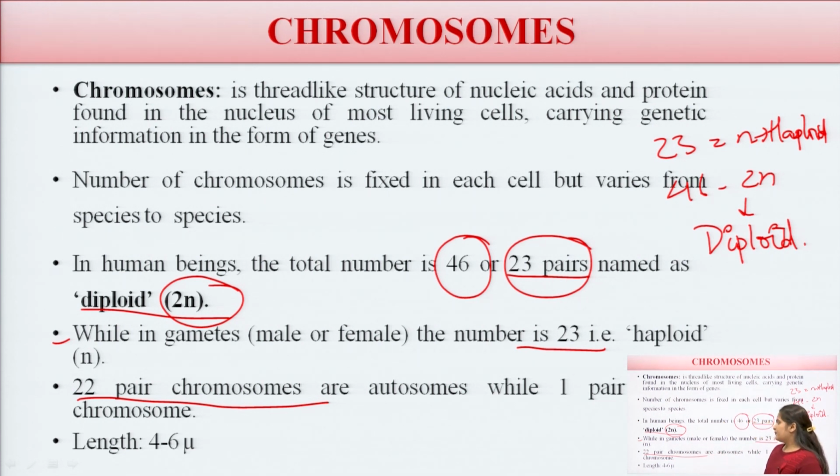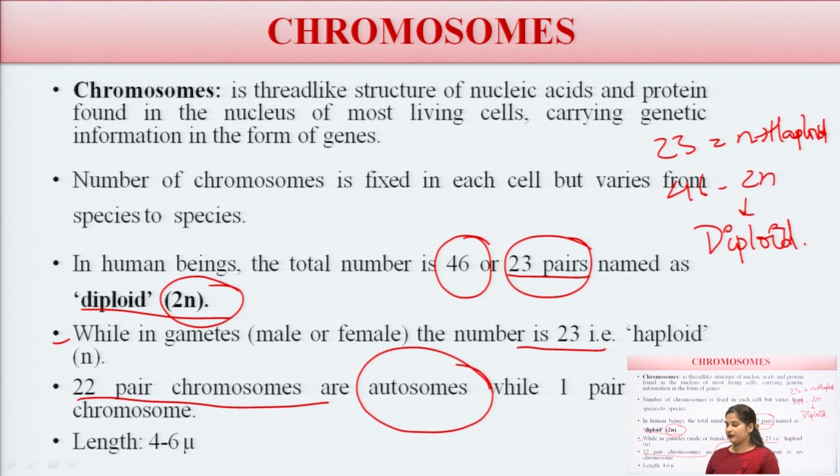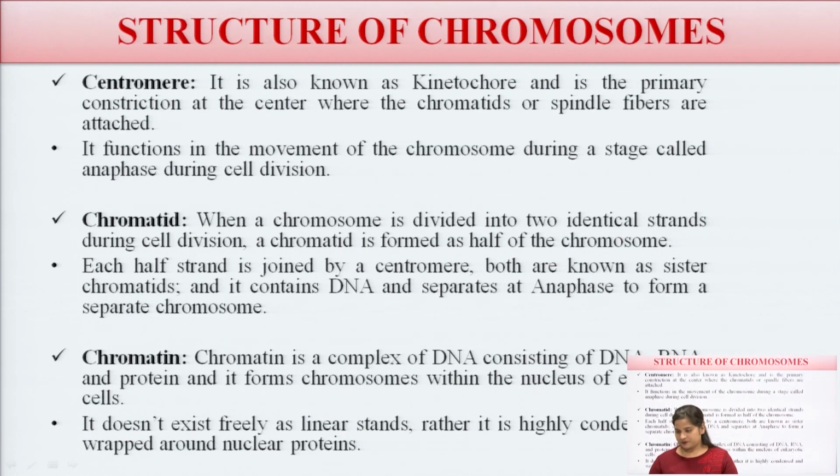There are 23 pairs, but here is one important point that you have to learn: 22 pairs of chromosomes are known as the autosomes, and the one remaining pair is known as the sex chromosome. The length of these chromosomes is 4 to 6 microns.